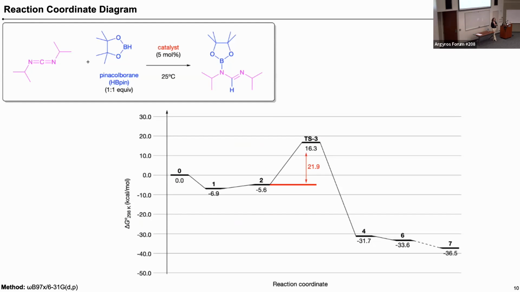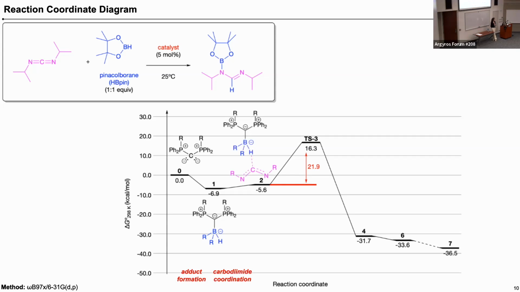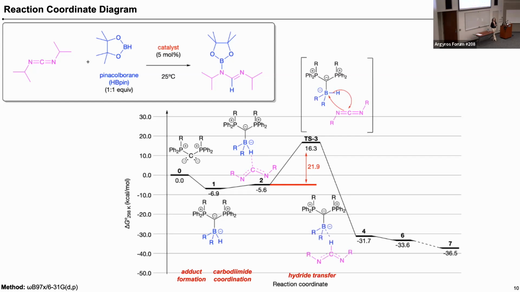All right, so here's my reaction coordinate diagram. The first step is the adduct formation step, which goes down in Gibbs free energy. And then the carbodiimide coordination step, which goes slightly up. Then we have the hydride transfer transition state, which goes up to 16.3 kilocalories per mole, giving the reaction a barrier of 21.9 kilocalories per mole. And then after the transition state, we go steeply down the hill to negative 31.7. For the BN bond formation, we go down again.